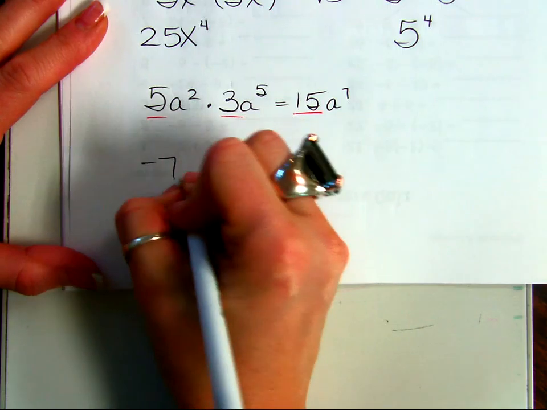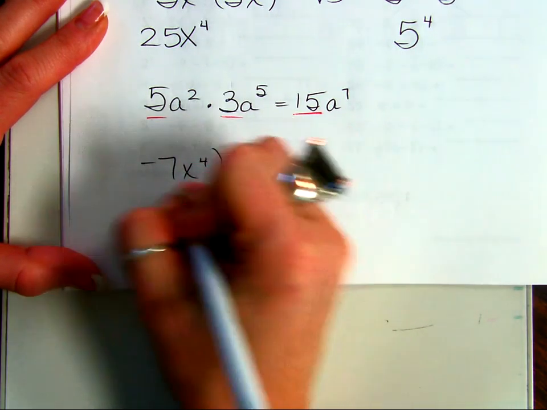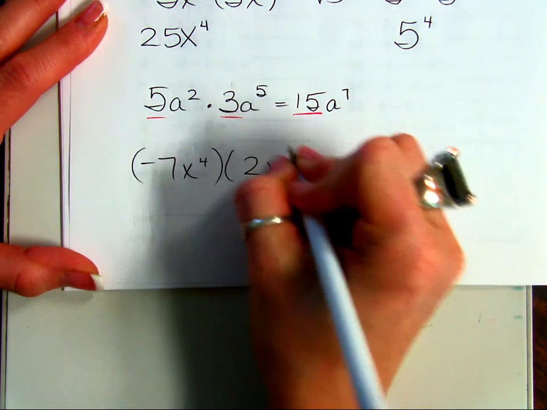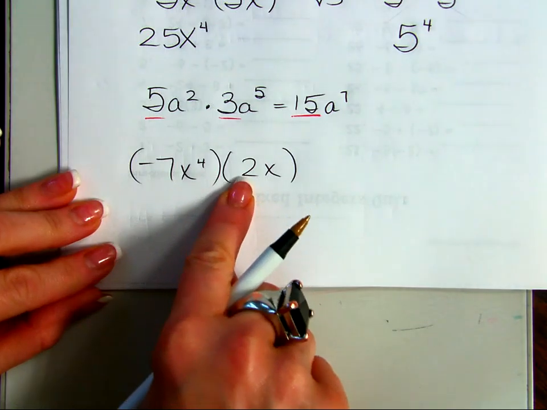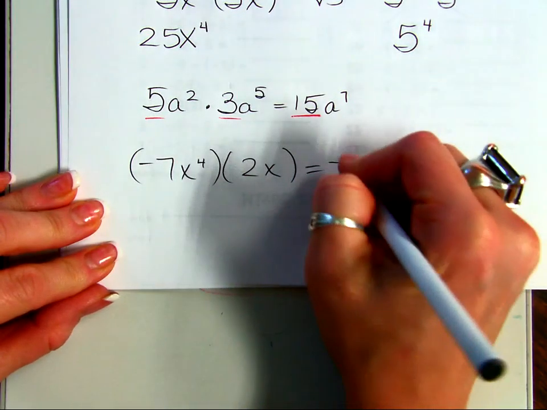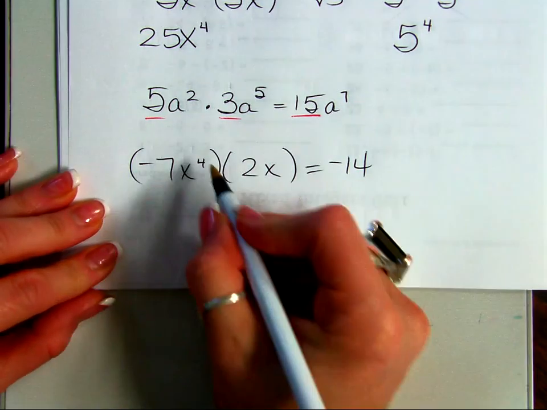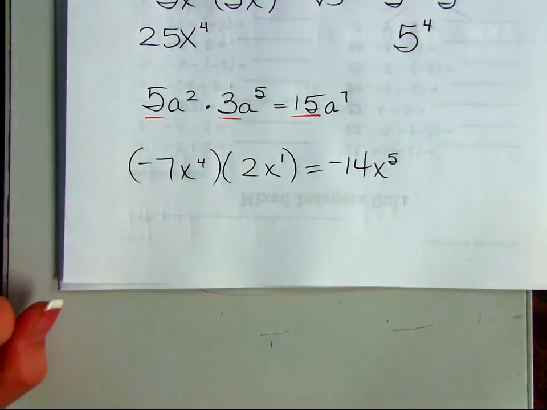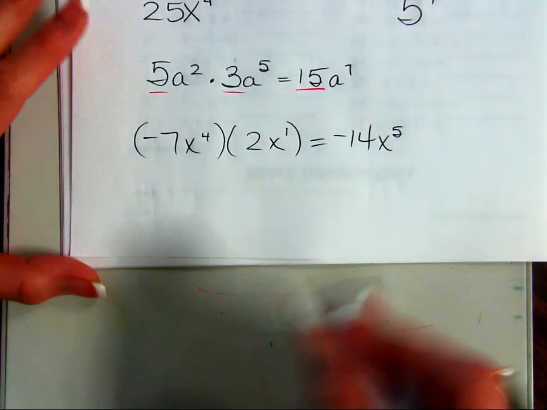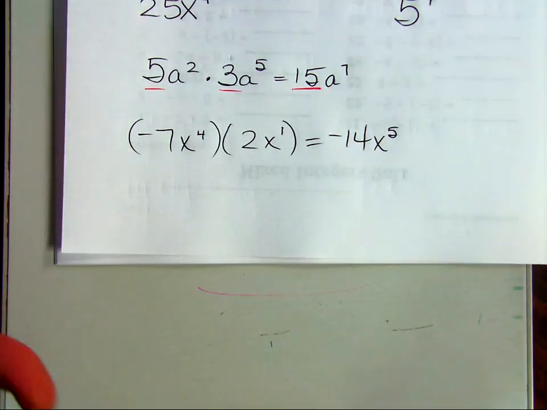Negative 7x to the fourth times 2x. If you see a coefficient, multiply them. If you see a big number, negative 7, positive 2, multiply them. 4 plus 1, 5. Done. Like, really. That's it. Okay? I mean, I got to add a couple more steps to it. So, let's talk about this. So, are you okay with that so far?